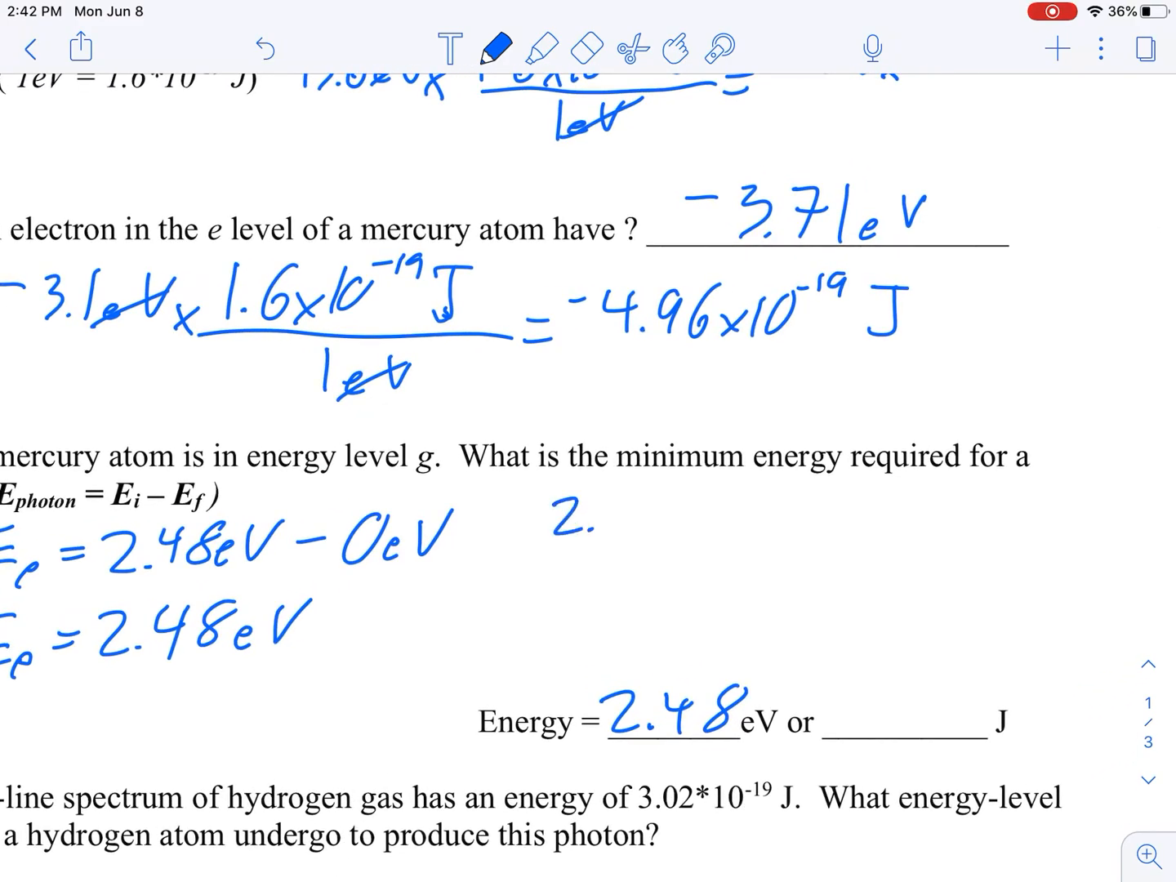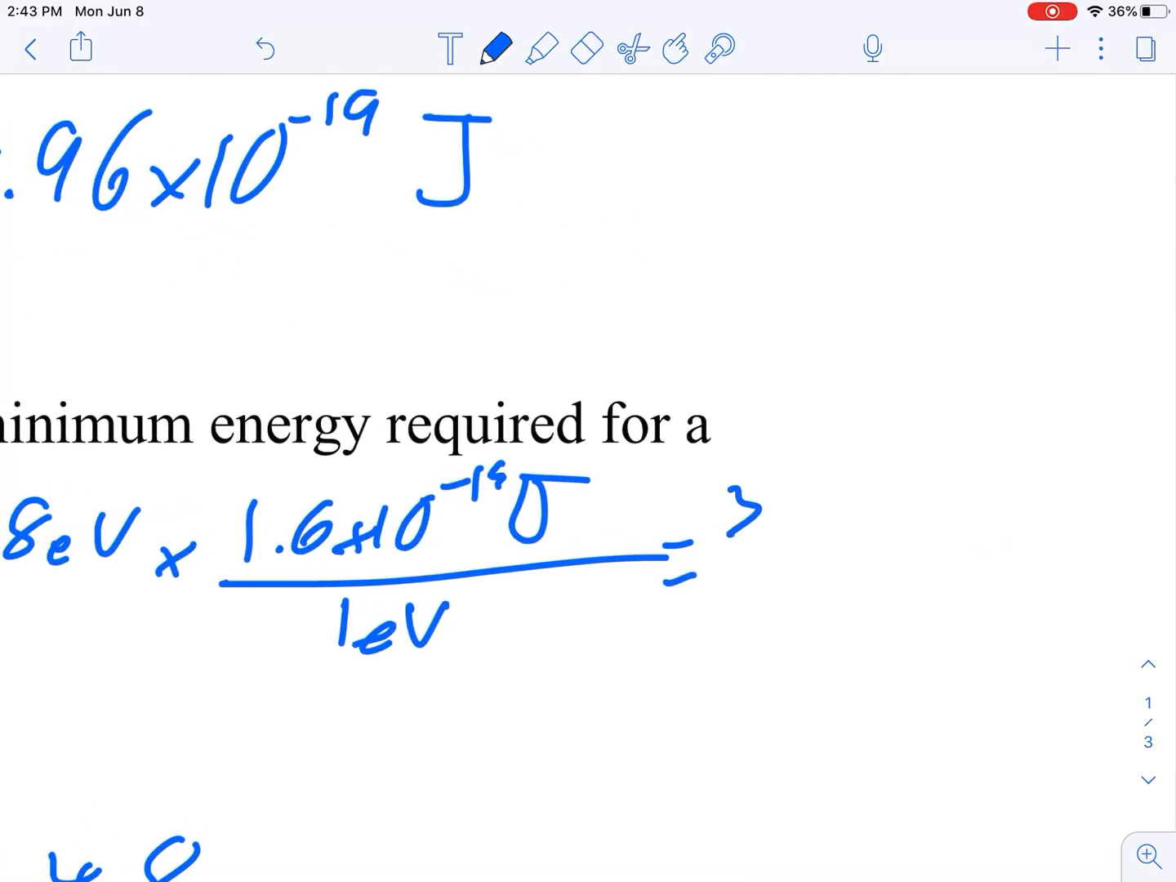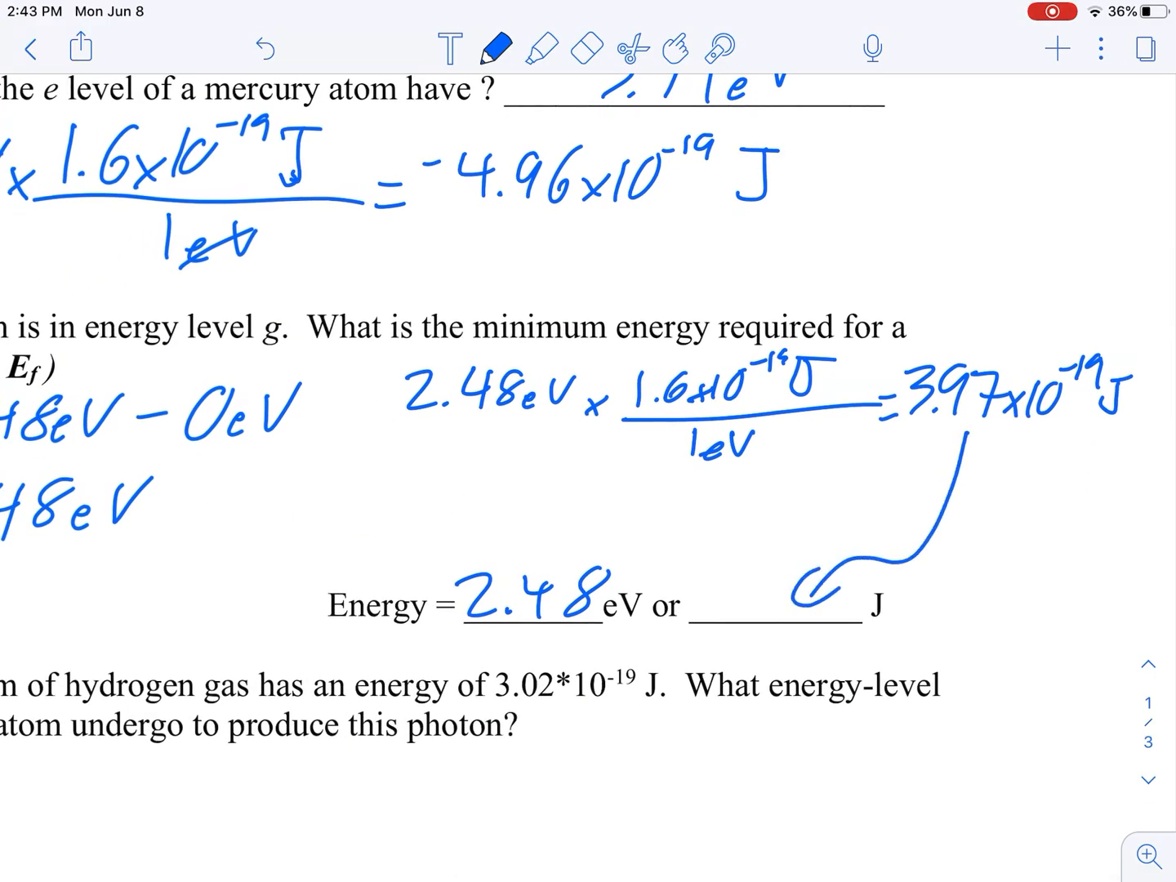Converting that to joules, that comes out to be 3.97 times 10 to the negative 19 joules. All right, and that goes over there.